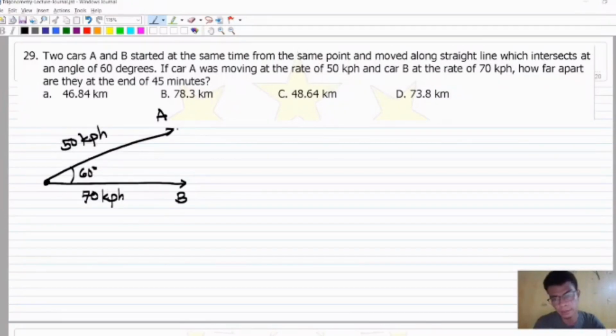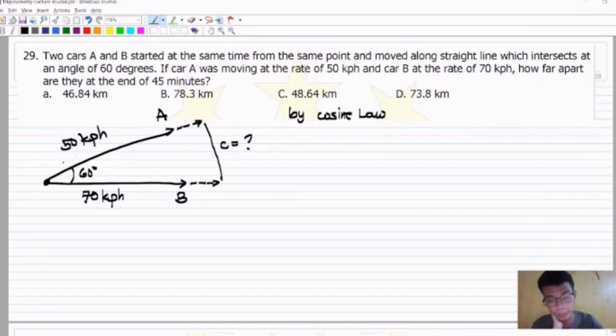So, di ba nagta-travel yan? Sabihin natin after 45 minutes nandito na siya, and yung car B naman after 45 minutes ay nandito na. So what is this distance? Sabihin na lang natin letter C. Anong gagamitin natin dito? By cosine law. Kasi meron tayong given na two sides of a triangle and merong angle sa pagitan nila. Ang hinahanap naman natin is the value of the opposite side.